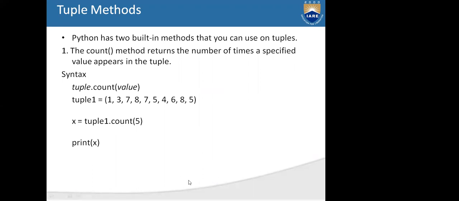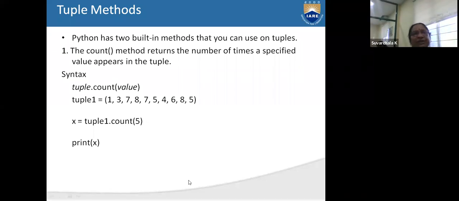The two methods associated with our tuples supported by Python are the count method and the index method. The first method, the count method, returns the number of times an element occurs in the tuple. So for example, we are using X is equal to tuple1.count(5), print X.